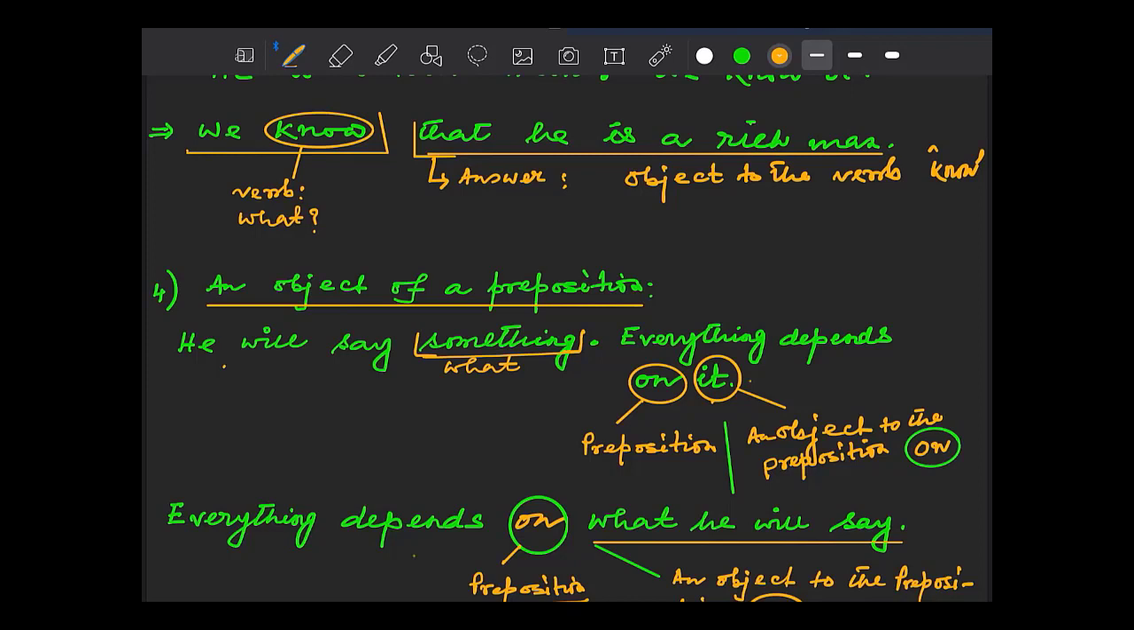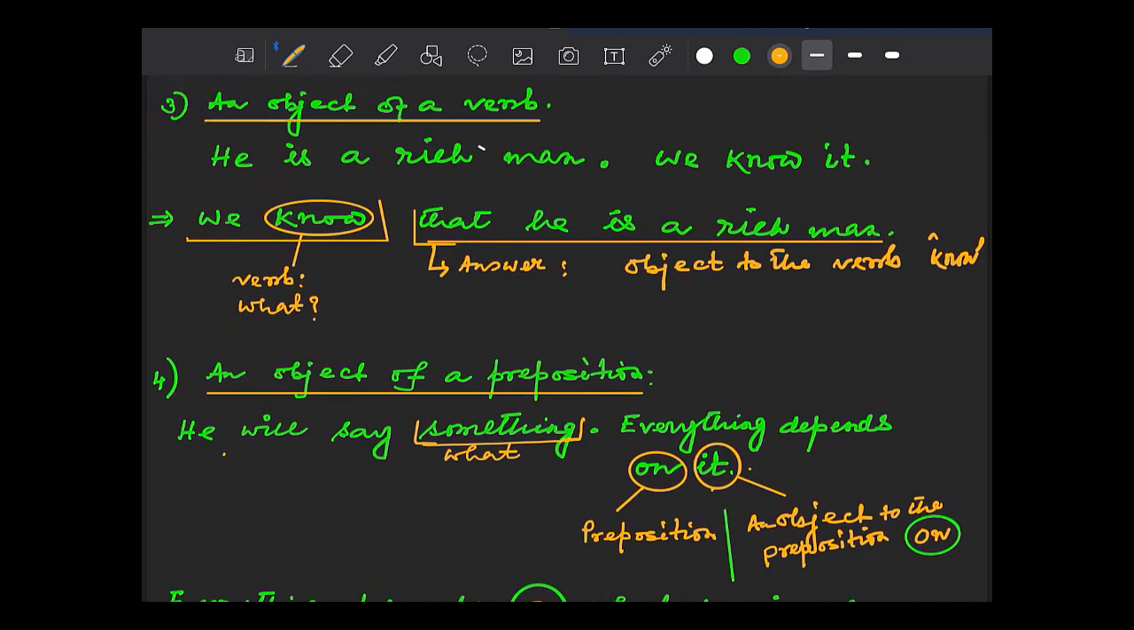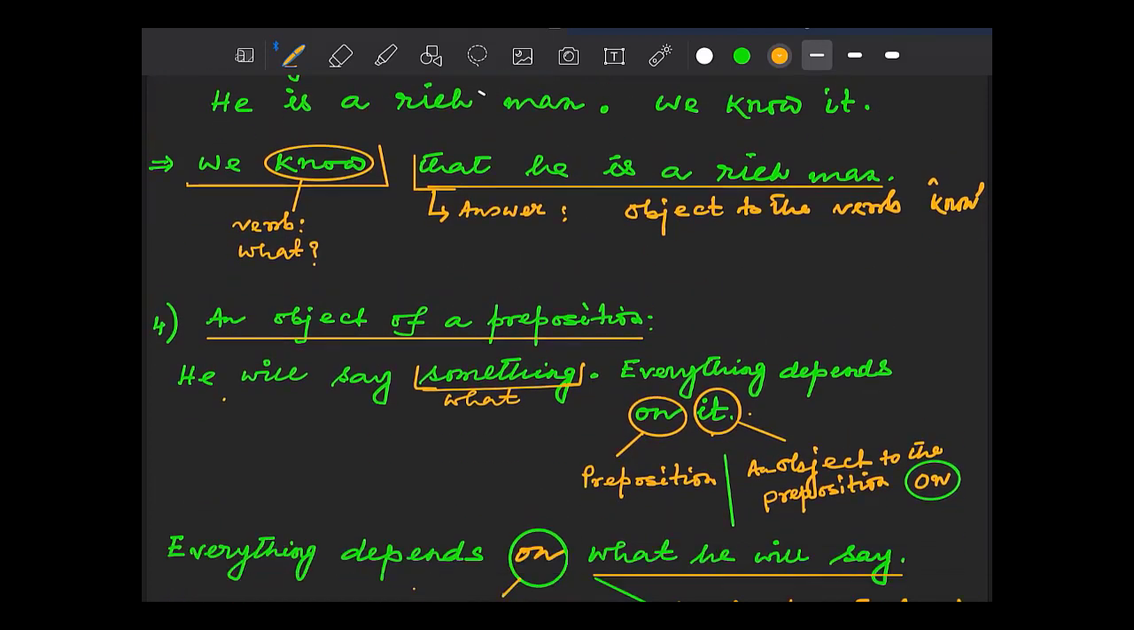Here, on is a preposition, and what he will say has occupied the place of its object. So it is the object to the preposition on. So is the case with what he will say. It is also an object to the preposition on. Okay, this is the example of an object to the preposition on and an object of a verb.